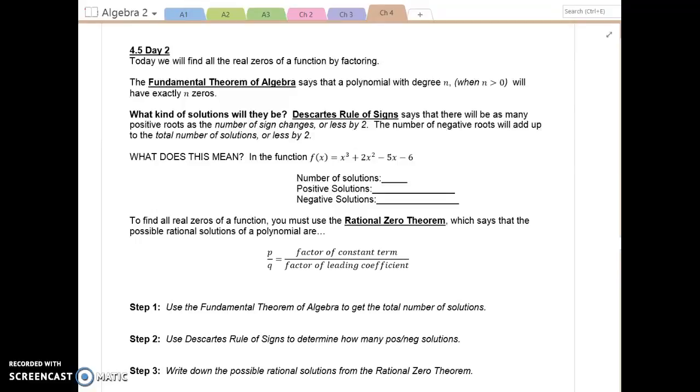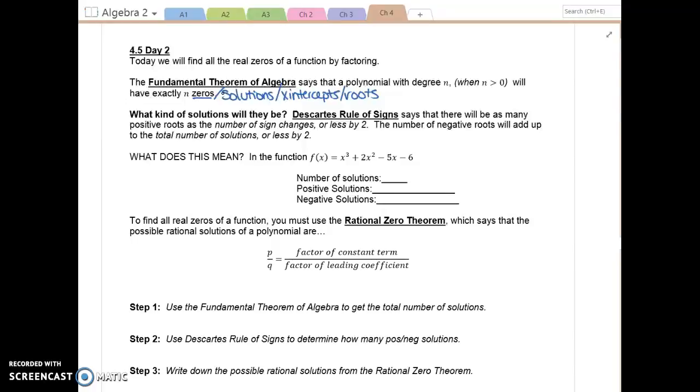The fundamental theorem of algebra says that a polynomial with a degree n will have exactly n zeros. I would like you to underline the term zeros and write in there solutions, x-intercepts, and roots. They use those four terms interchangeably. Thanks a whole lot, math, that you have four words that mean the same thing.